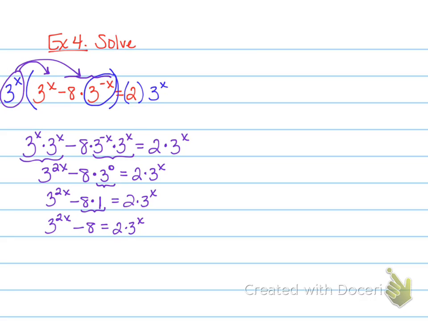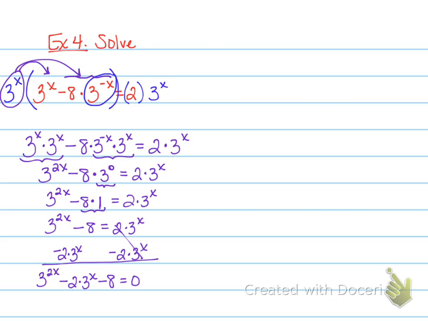But it looks a little weird here. We have a 3 to the 2x and we have a 3 to the x. Since we have two different forms of x, like when we have x squared and x, we're going to get this set equal to 0. So I'm going to subtract this 2 times 3 to the x. It's not a like term with anything, so I'm just going to fit it in here. And so 3 to the 2x, that's bigger. So minus 2 times 3 to the x, and then put the minus 8 equals 0.